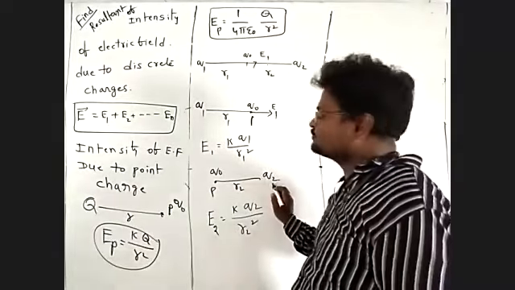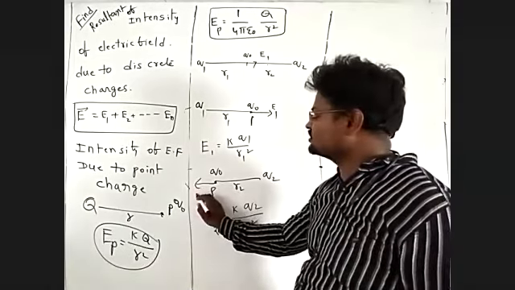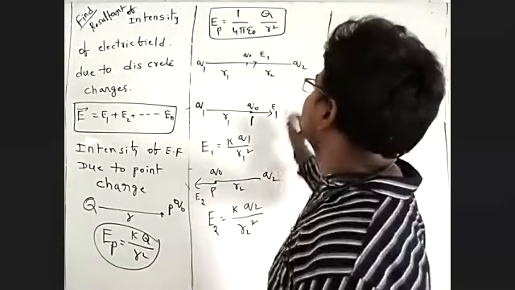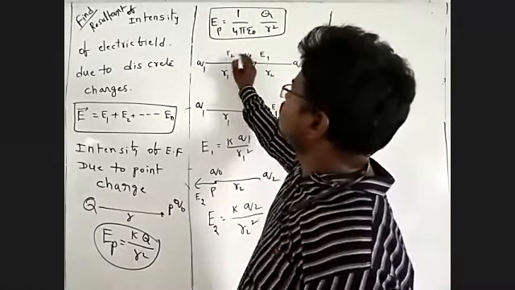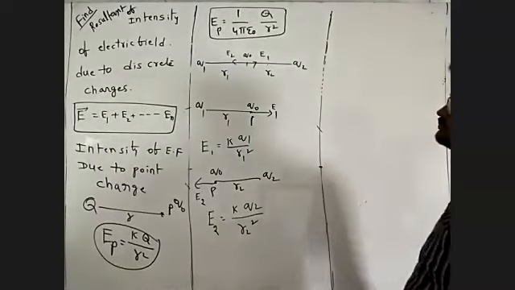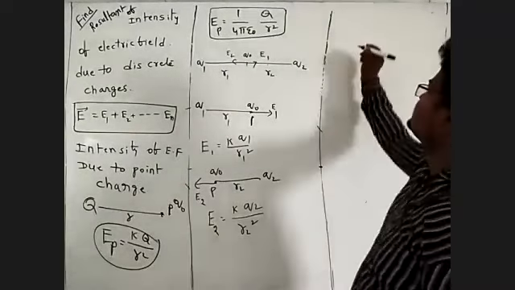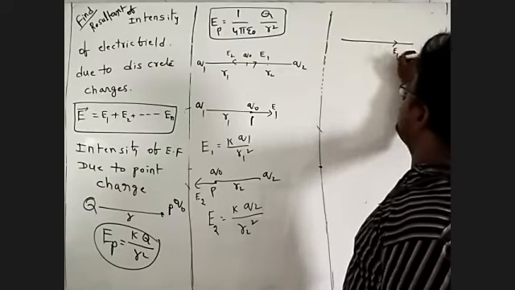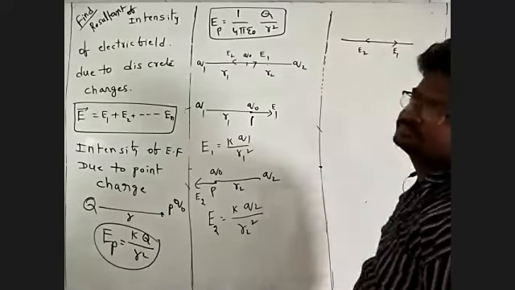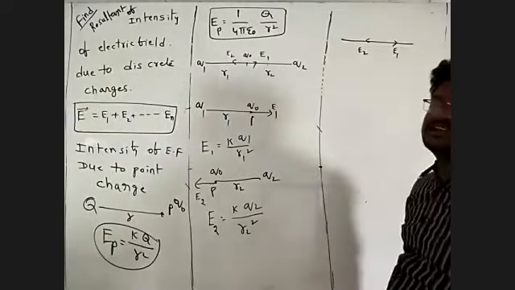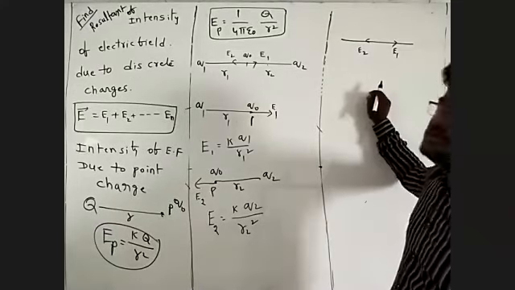The direction of electric field for a positive charge is away from the charge. This is the direction of electric field. Now you can write it: this is E2. But you see, on this line, this is E1 and this is E2, where E is the electric field.